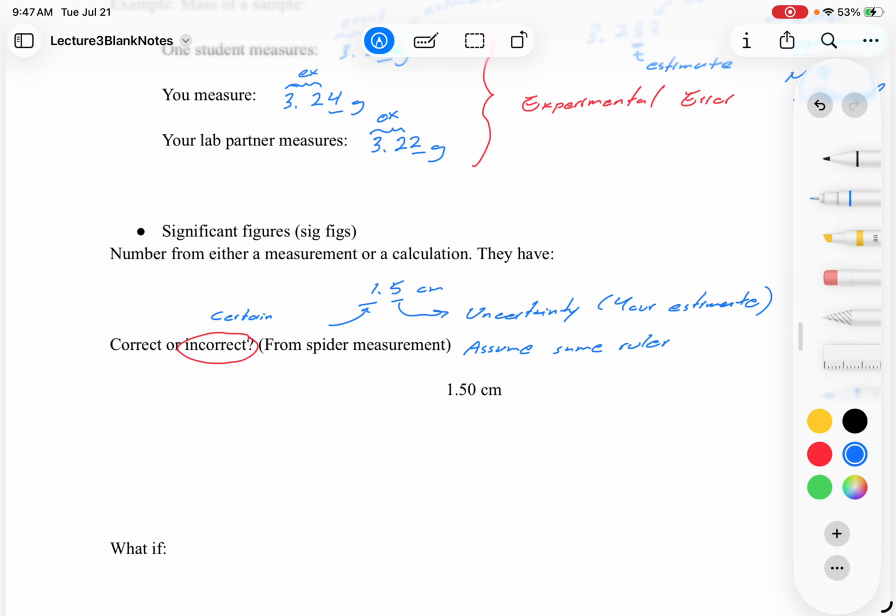Our ruler only allows for an estimate at the tenths place. So, like I said before, this is your estimate. Are you allowed this one? No, you are not allowed that one, because you already made an estimate. 5 is your estimate. You cannot make another estimate. No two estimates, only one estimate, right?